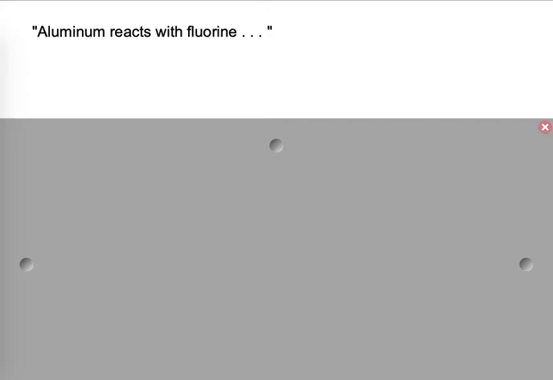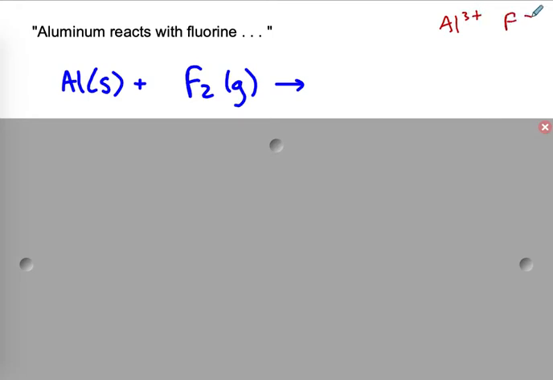Aluminum reacts with fluorine. What's that blank space for? Well, of course, for writing and balancing a chemical equation. I expect you to know at this point that aluminum is a monatomic solid, fluorine is a diatomic gas, and to predict the formula of the product formed between this metal and the nonmetal, we need to write the symbols of the ions formed. Aluminum forms a cation with a 3+ charge, fluorine forms an anion with a simple negative charge, so the formula will be AlF3. I also expect you to know that pure ionic compounds are solids.